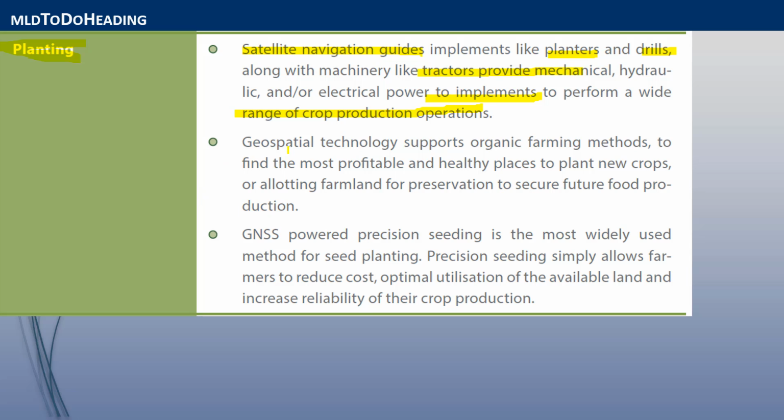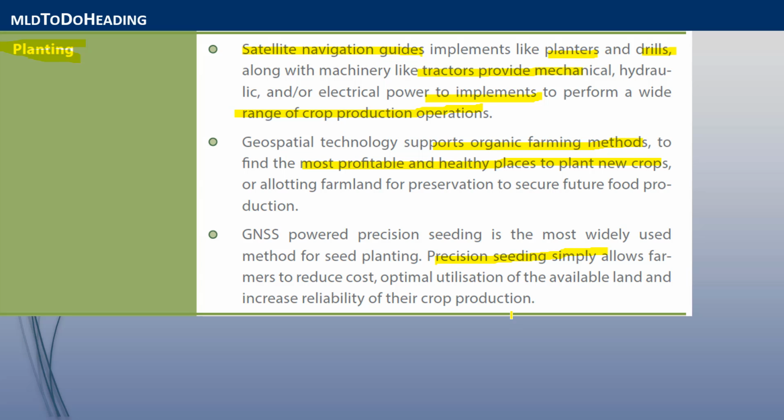And there are some geospatial technologies which support organic farming methods to find the most profitable and healthy places to plant new crops. With the help of these geospatial technologies, the regions where we can plant most crops and that would be profitable could be selected. And the next thing is precision farming.